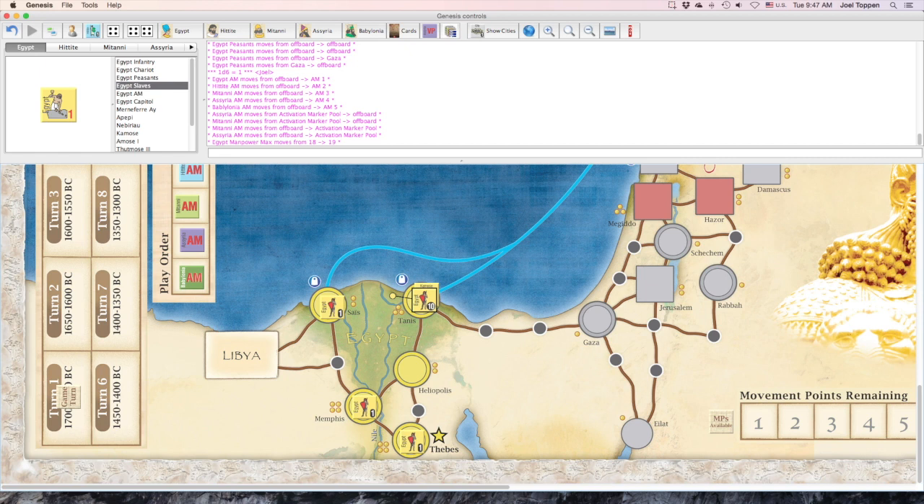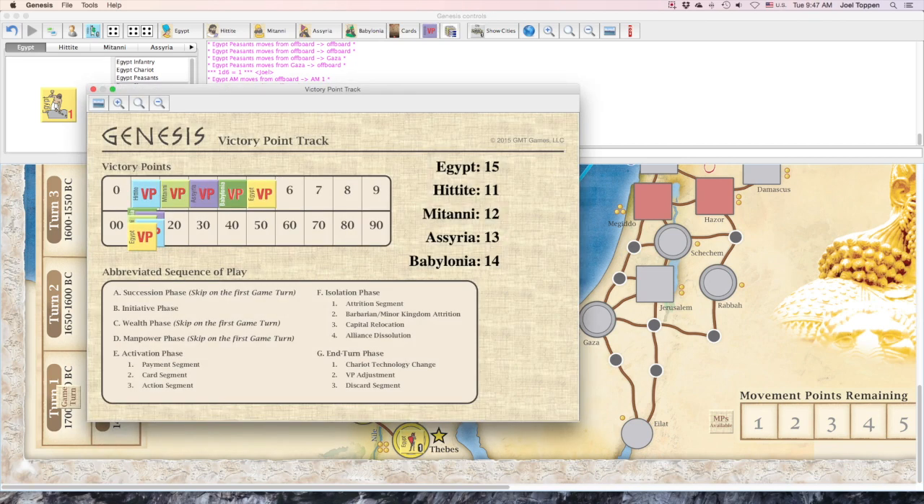Then you go to the end turn phase where chariot technology is all brought up to the highest level attained by any single player. And then the victory points are adjusted. You just basically count up the number of economic worth controlled by each kingdom. And then you add one for each monument that they built. And that's how many victory points they get. And that is tracked on this display here. So you can see Egypt starts with 15 victory points, which is how much money that they're getting each turn.